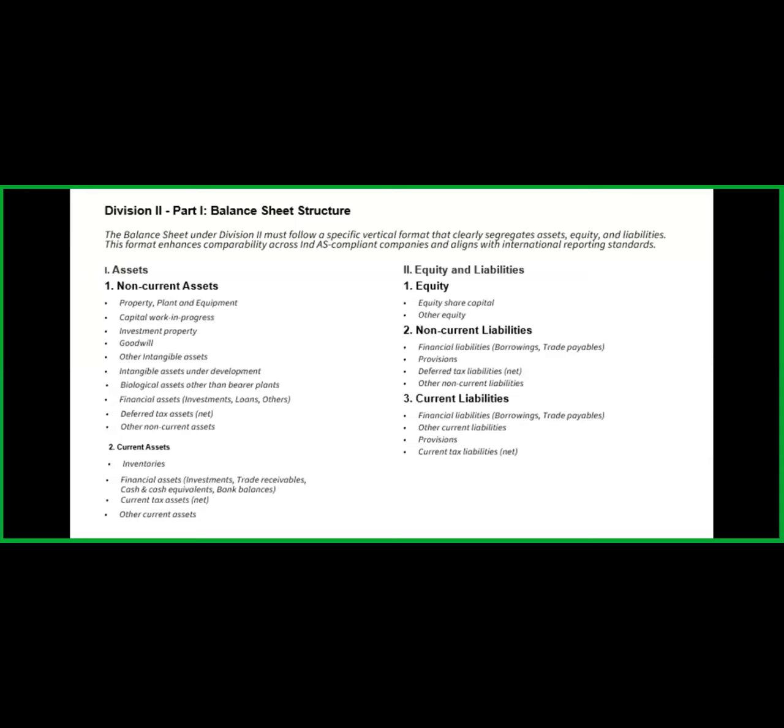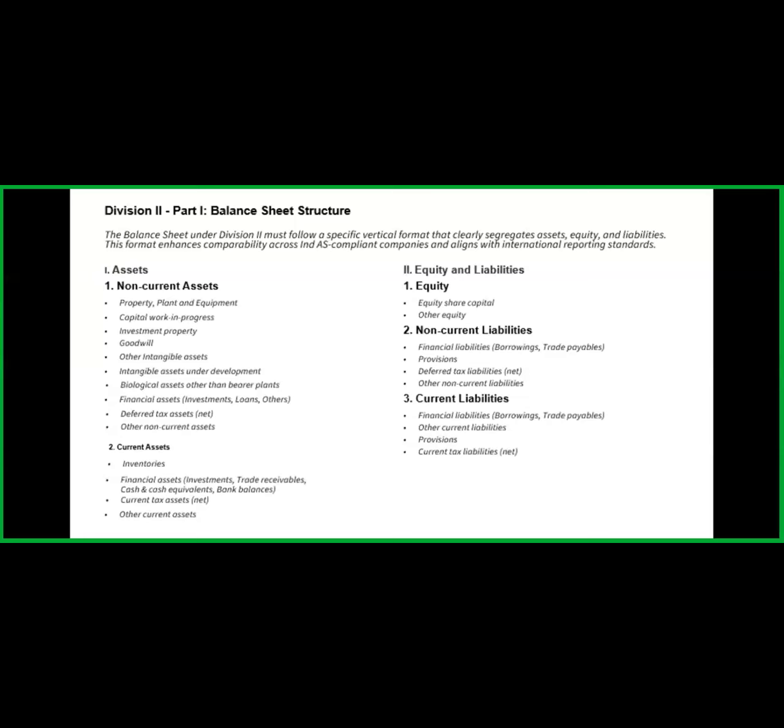Then the investment property, goodwill, other intangible assets, intangible assets under development, biological assets other than bearer plants, and financial assets. So these are all the non-current assets.